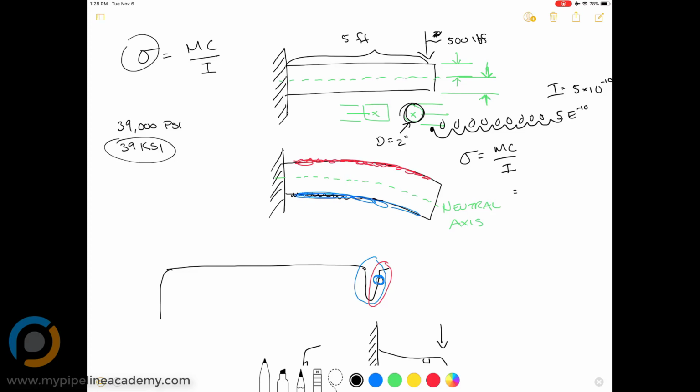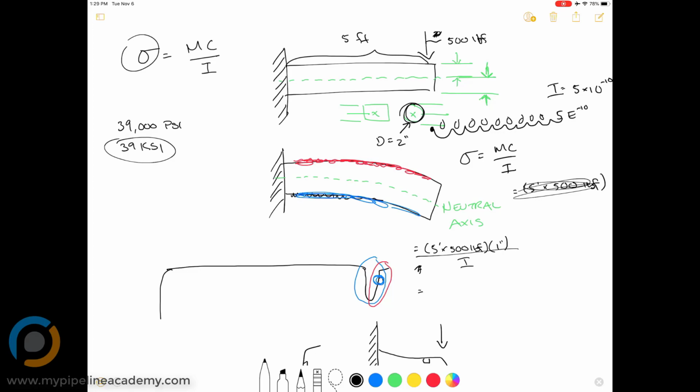The moment is going to be 5 feet times 500 pounds force. And then C is going to be, let's give ourselves a little bit more room. So it equals 5 feet times 500 pounds force. And then C is 2 inches divided by 2, which is just 1 inch. And let's turn feet into inches as well. So 5 feet is 60 inches. So we've got 60 on top, and then divided by I.